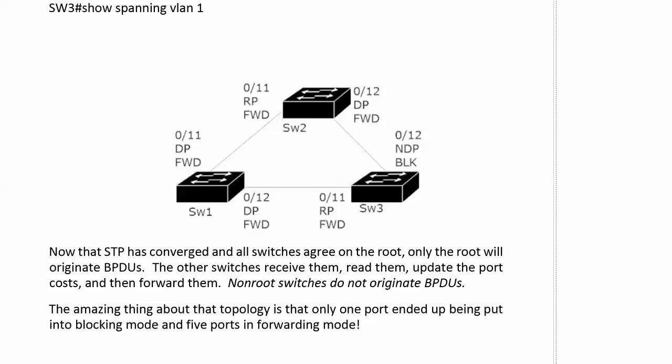At this point, only the root originates BPDUs. That's why I believe I used the word forwarding when we were talking about switch 2 and switch 3. They will now forward BPDUs they receive, announcing switch 1 as the root. They're not originating them, they're forwarding them. The other switches, the non-root switches, will receive them, they'll read them, they'll update the cost, we'll talk about that in an upcoming video, and then forward them, but they don't originate them. The wild thing here, though, the great thing about this topology is that out of the 6 ports, only 1 was put into blocking mode, but that's enough for our purposes.